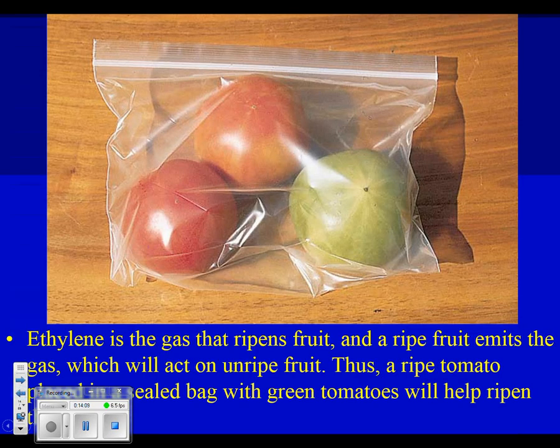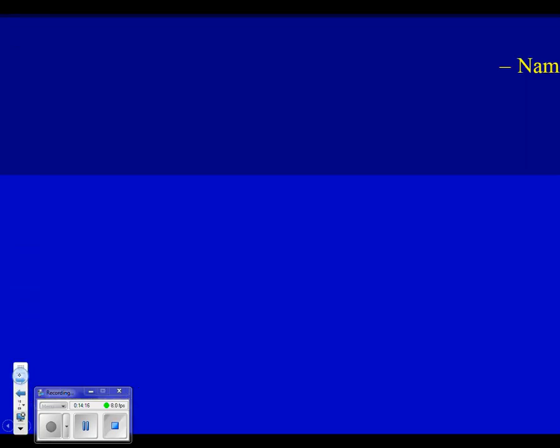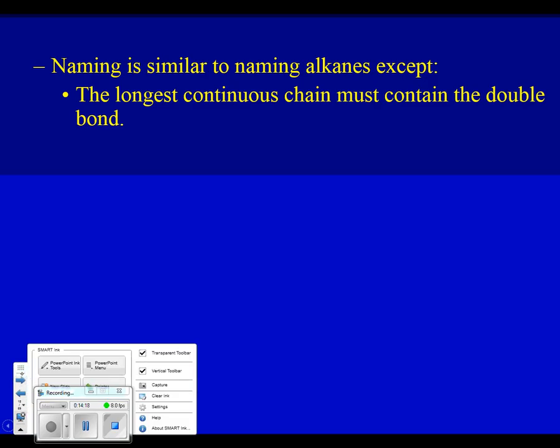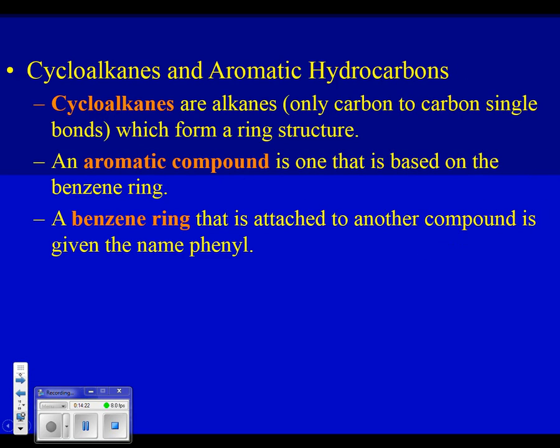Alkenes and alkynes do the same kind of thing. This one, ethylene gas, is what is used to ripen fruit. It's a gas that's given off. Namings are similar, except you do ENE. YNE is the same. I want to go through a couple of these.